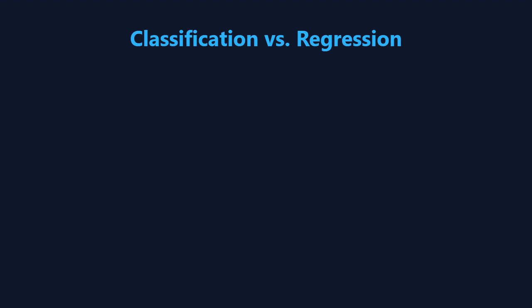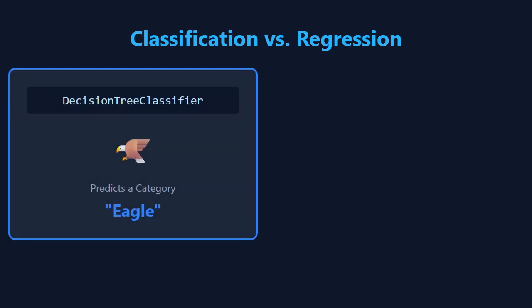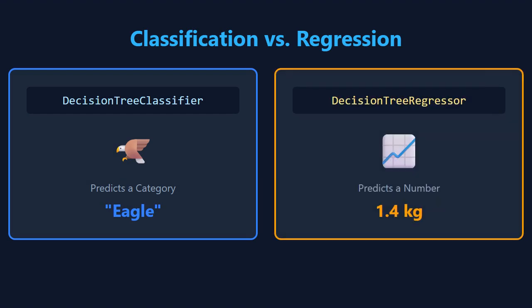Yes, decision trees aren't limited to classification. There is also decision tree regression. Instead of predicting a class such as eagle or penguin, it predicts a numerical value. The tree still asks questions and splits the data. But instead of putting a class label in the leaf, it produces a numerical prediction based on the training values that reach it. So we have decision tree classifier for classification and decision tree regressor for regression.